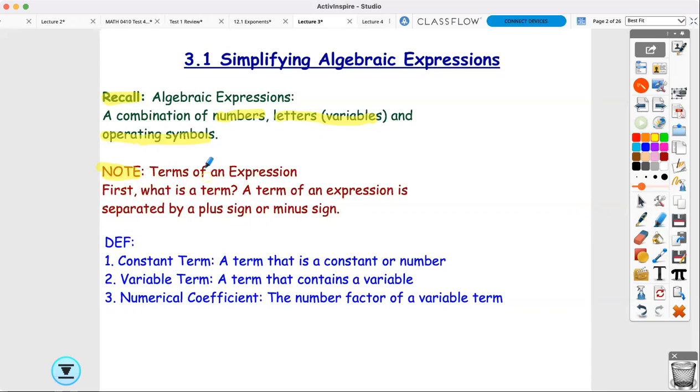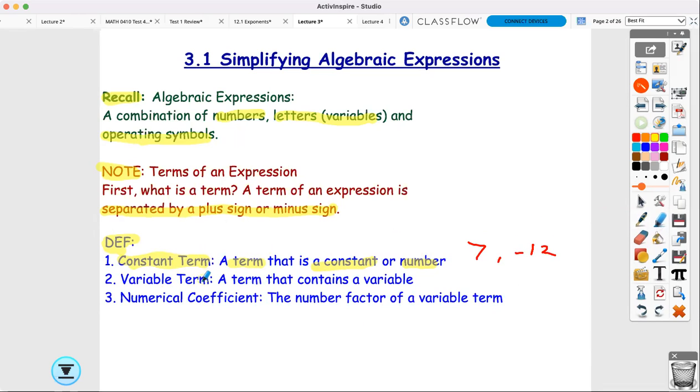Then we have a note on terms of an expression. First, what is a term? A term of an expression is separated by a plus or a minus sign. Before we get into the math, there's one more definition. A constant term is a term that is a constant or a number. Like 7 is a constant term. -12 is a constant term. It's just something that's a number.